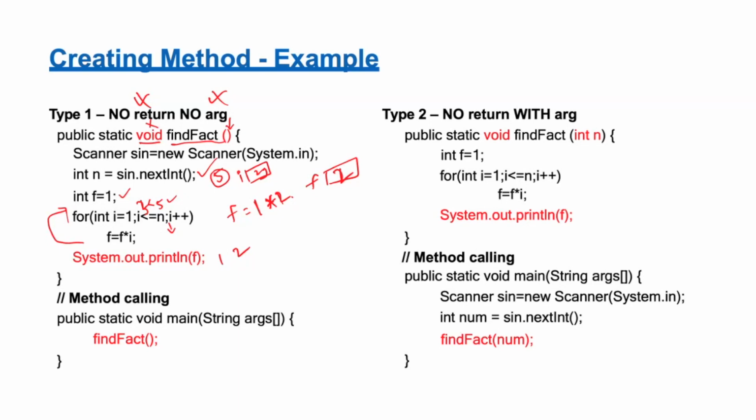What is the f value? f is equal to what is already in f, into i. f into i means the f value is already 2 here, so it will take the value 2. 2 into what is the i value? The i value in memory is 3. So 2 into 3 is equal to 6 here. So the f value will become 6, and it will print the f value as 6 here.